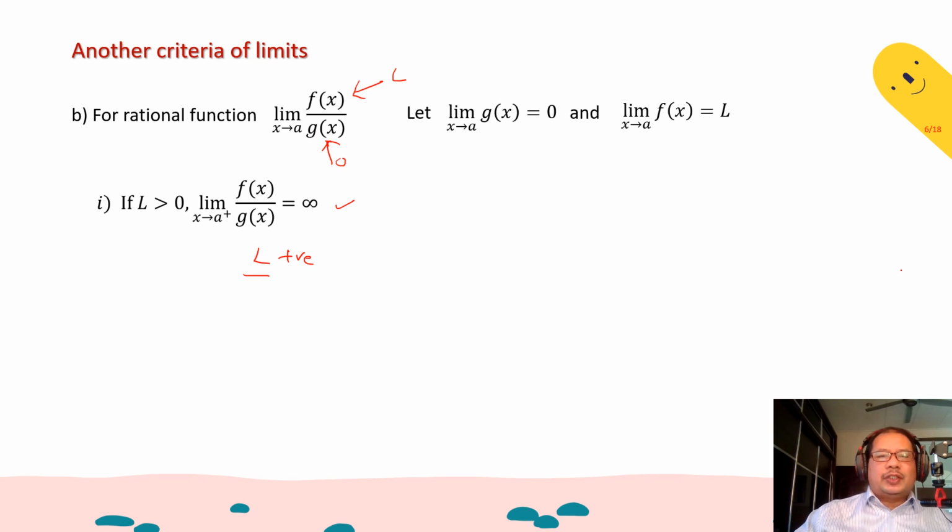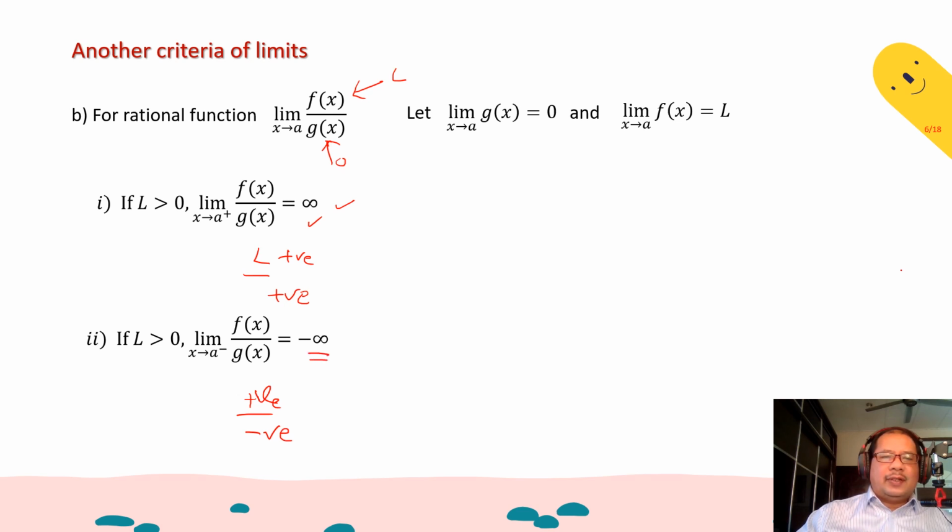And then g(x), x approaches a from the right, that means the value for x is greater than a, so you get here a positive. So positive divided by positive, you get positive infinity. Okay, number 2, L is positive, the limit of f(x) equal to L. And then divide with g(x), x approaches a from the left, that means the value for x is a negative. Okay, positive divided by negative, you get negative infinity.